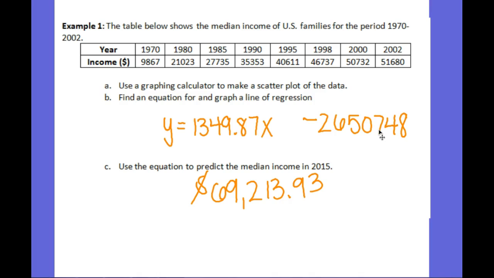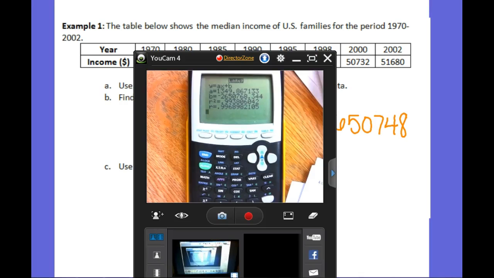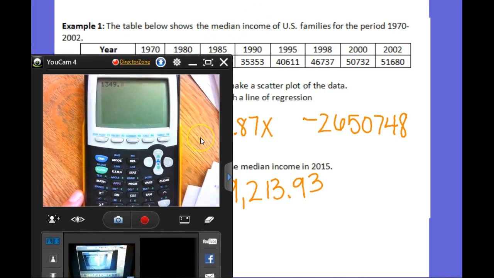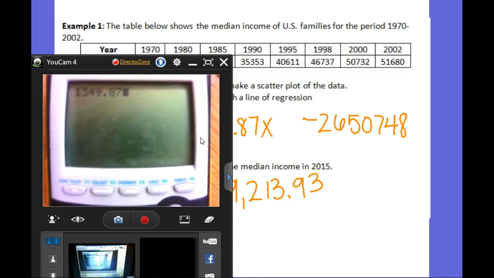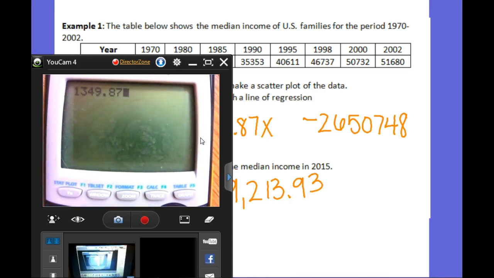Okay, the number down below came from plugging in 2015 for X, because X represents years. So it says use the equation to predict the income in 2015. So what you needed to do was go back to your graphing calculator, type 1349.87. If you just start typing, it clears it for you. It will be fine, I promise.